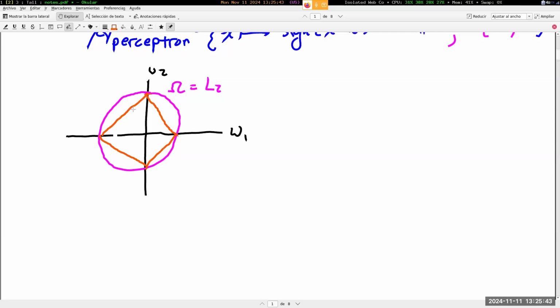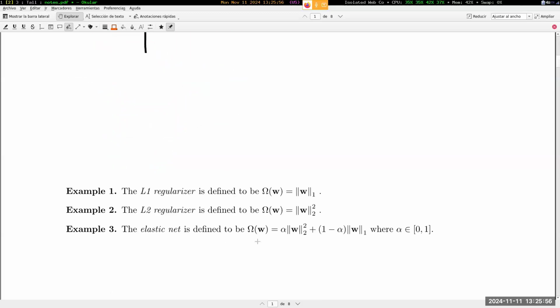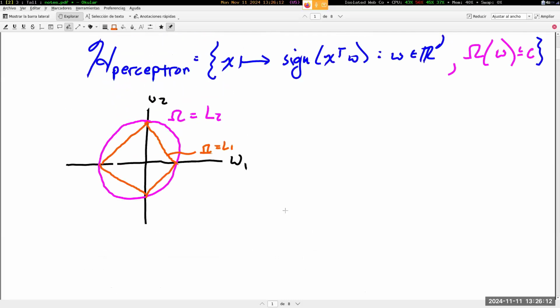Then the elastic net, this one in orange, is like an interpolation between the L2 and the L1 regularizer. The only difference between elastic net and L1 and L2 is that it's a weighted sum of L1 and L2, allowing us to say how much we want of each of those two regularizers. We'll see in a little bit that they have different properties, so it might make sense to pick some of those properties from one but not from the other.